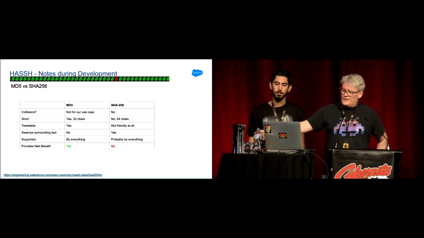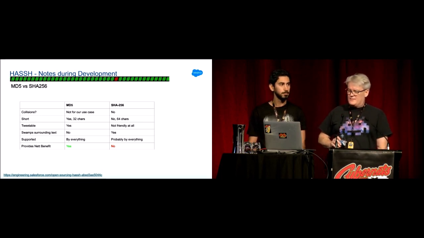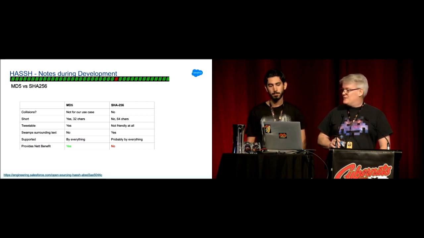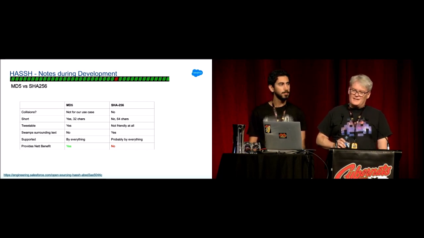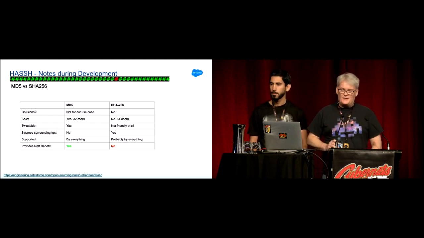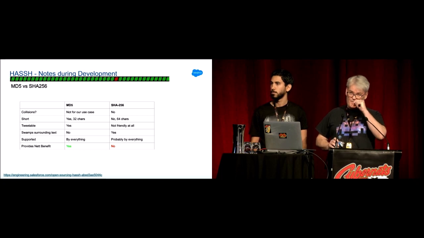Quick note on MD5 versus SHA-256. So we know that MD5 is subject to collisions, and we know as security people we should be looking for better. So we looked at SHA-256 there, and we gave it a bit of a trial. But in the end, there were lots of reasons why we went back to MD5, but the main one was that SHA-256 is just too big.